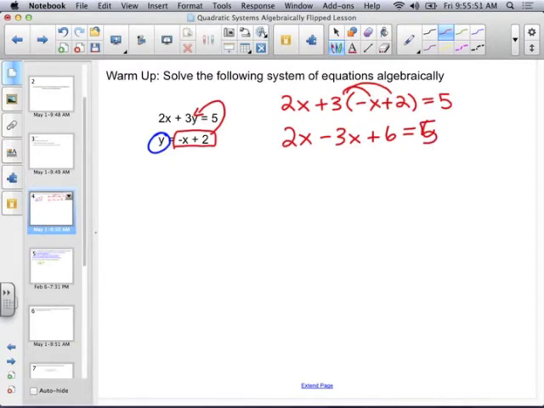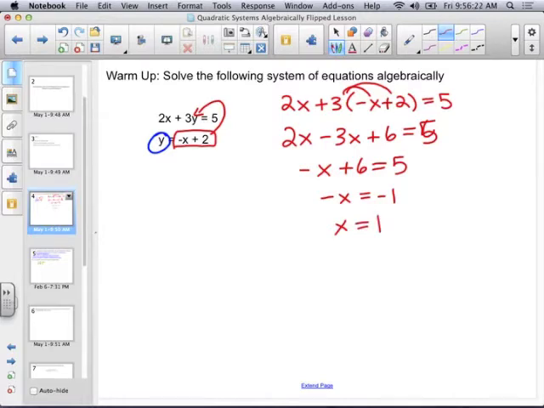Sorry about my 5. Okay? And now I combine the like terms on the left side, giving me negative 1x plus 6 equals 5. Okay, to solve for x, I'm going to subtract 6. So that gives me negative x equals negative 1. And since I just want x and not negative x, I divide both sides by negative 1, giving me x equals positive 1.